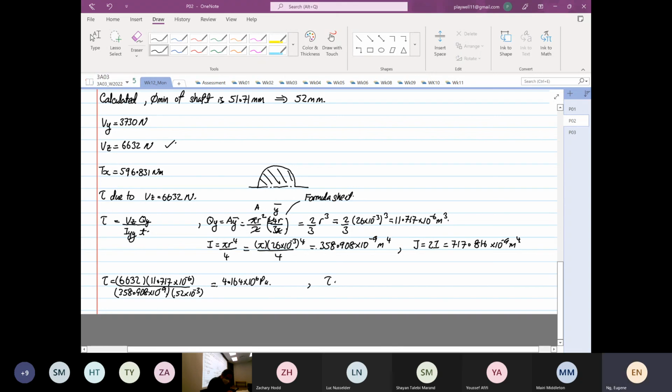And then due to torque, TR over J quickly: 596.831 multiplied by the radius, which is 26 times 10 to the power minus 3, divided by J, which is 717.816 times 10 to the power minus 9. So this is TR over J. 596.83 times 26 power minus 3 divided by 717.816 power minus 9 is equal to 21.618 times 10 to the power 6 Pascal.